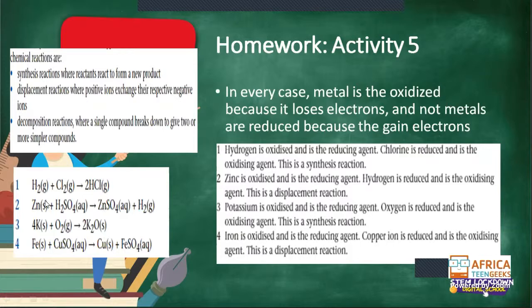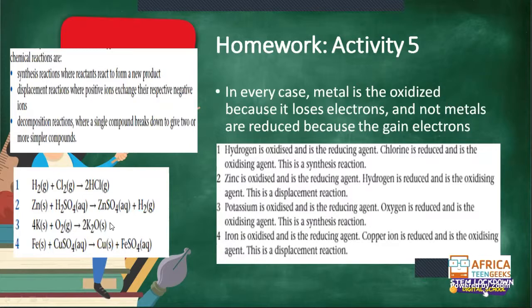So here, it cannot be a synthetic reaction, because A and B is not equal to AB. AB plus CD will give you AD plus CB, for example. So this we already know, it's a displacement reaction. Ions exchange to their respective negative ions.